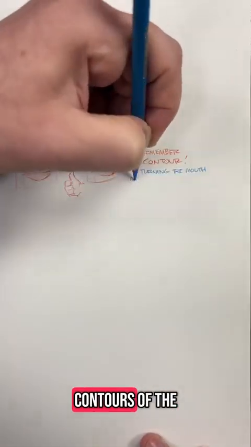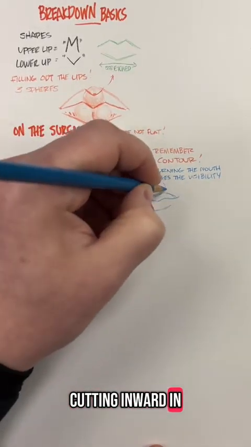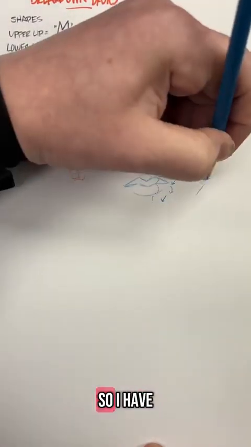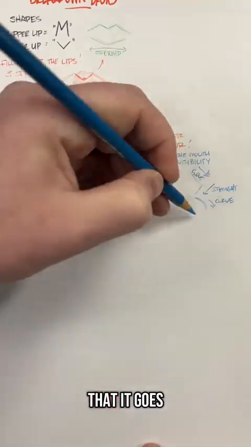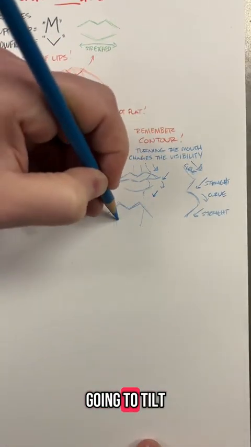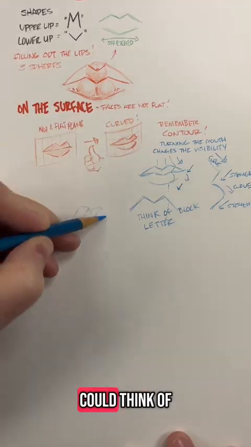So we've got to talk about the contours of the way that lips work. You're going to be pulling down, cutting inward in the top lip, bouncing outward, and then cutting back in with the lower lip. Here in profile, you can see that it goes a curve, a straight, a curve, and a straight. Whenever you tilt the face, like in a 3/4, think of your M as a block. You could think of folded paper too.